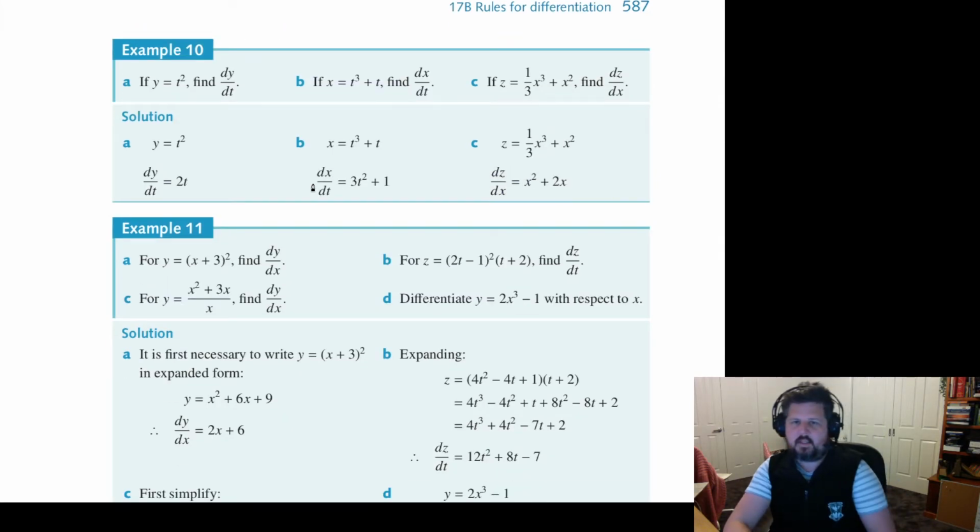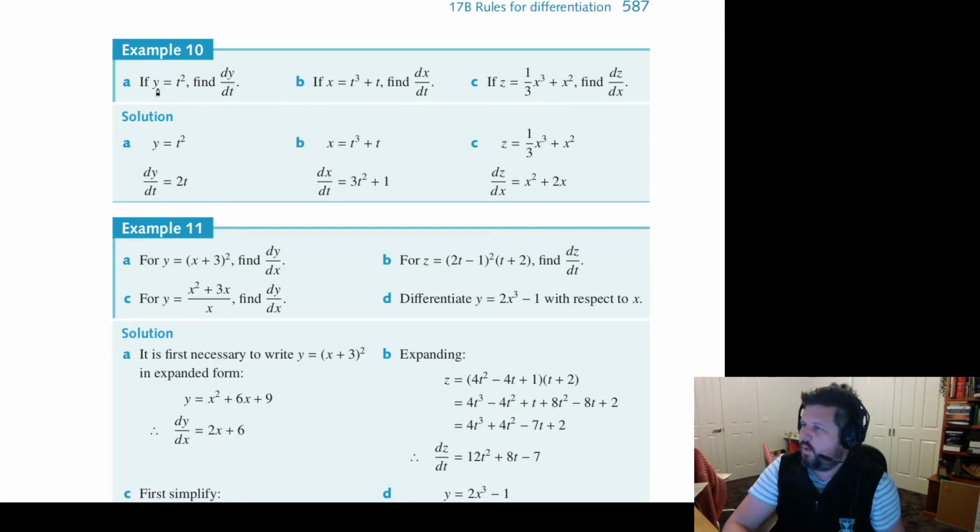Worked example 10, it says here, we've got some functions, y equals t squared. They're asking us to calculate dy dt. That's just asking us to work out the derivative of this. Like we've been doing before, it's just different notation. dy dt, which is the derivative, is the 2 gets multiplied by the 1 out the front, which is 2, and we take away 1 from the power. So it's t to the power of 1, which we don't need to write. It's just 2t.